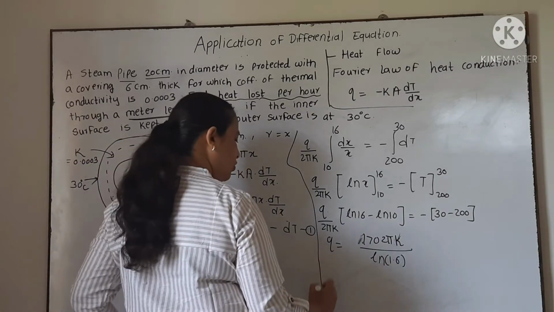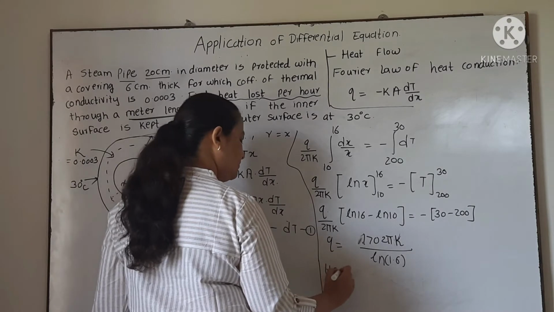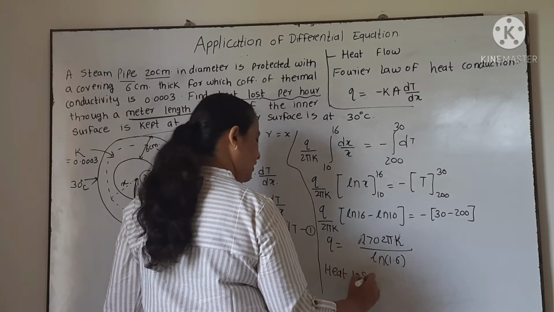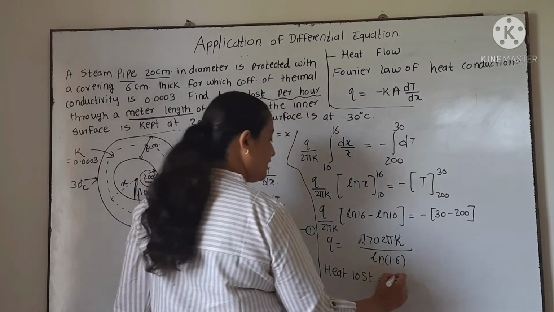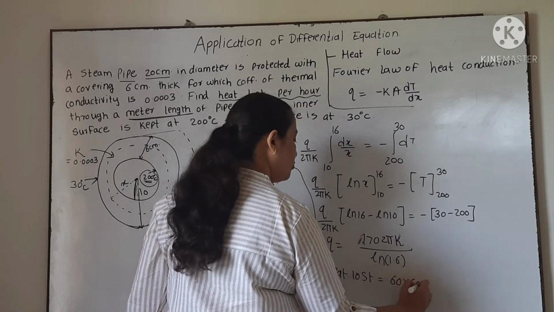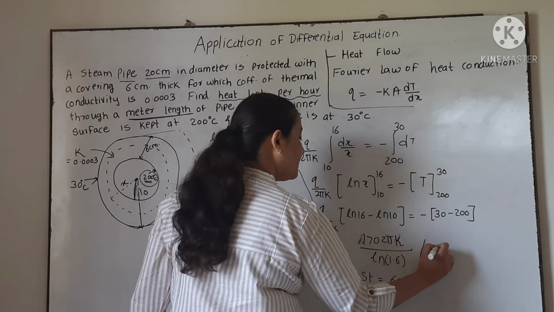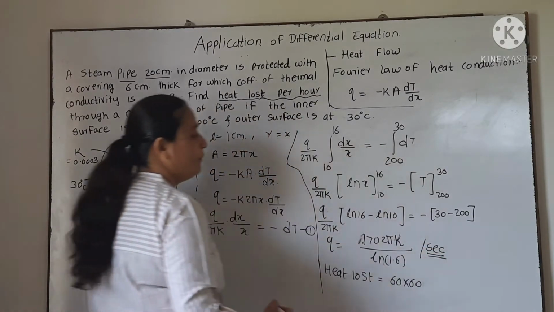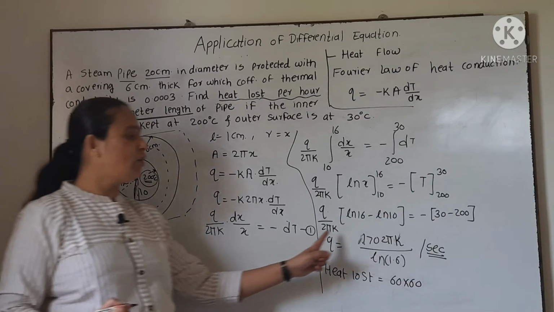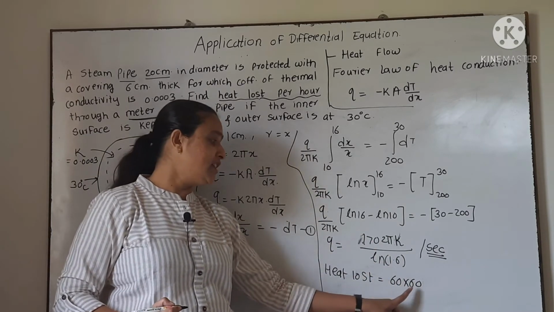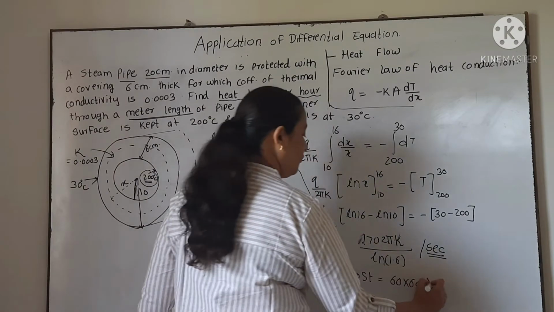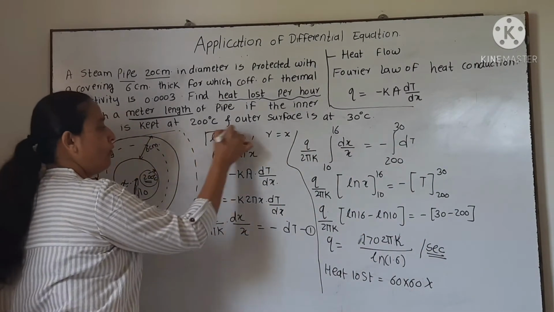So you will get your answer, heat loss for 1 hour. So it is 60 into 60, because we have calculated this per second. Q is what? Calorie per second. So this is the heat loss per second. We want per hour. Therefore multiply it by 60 into 60.